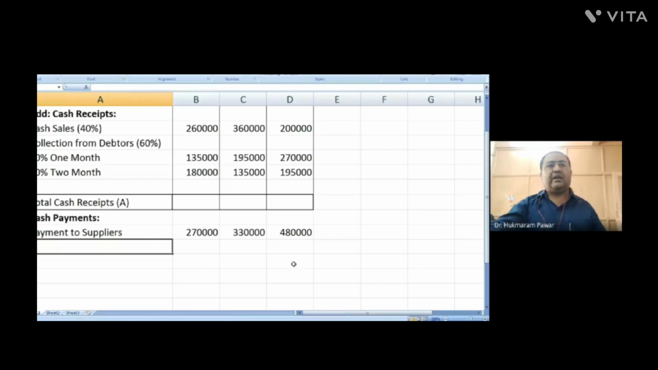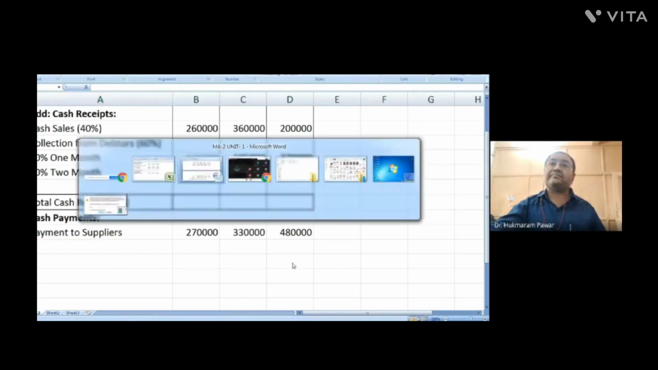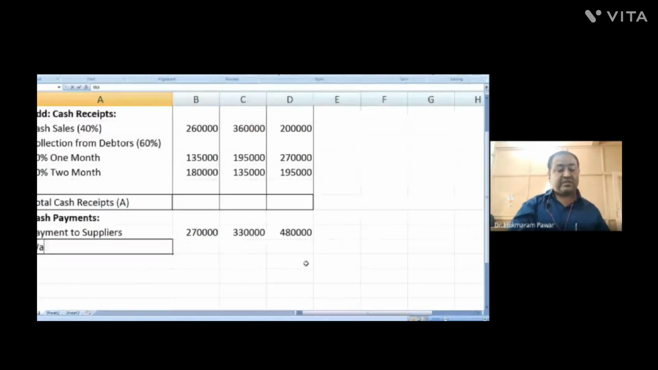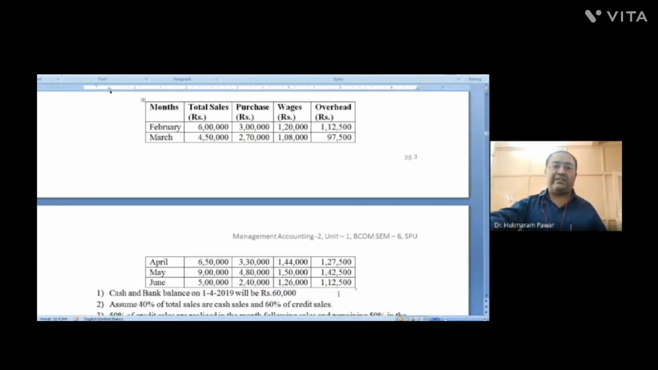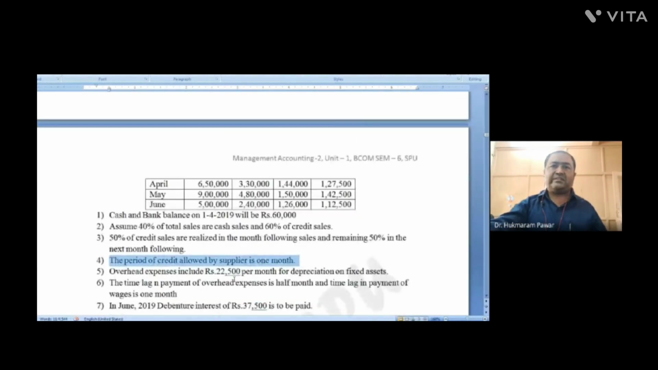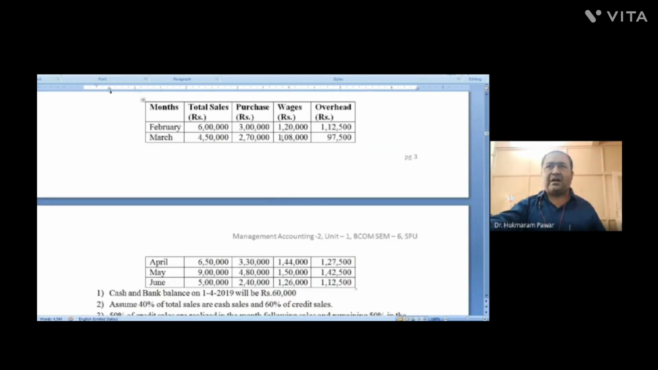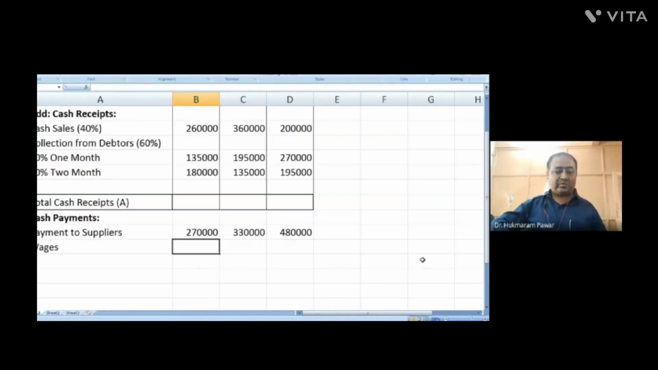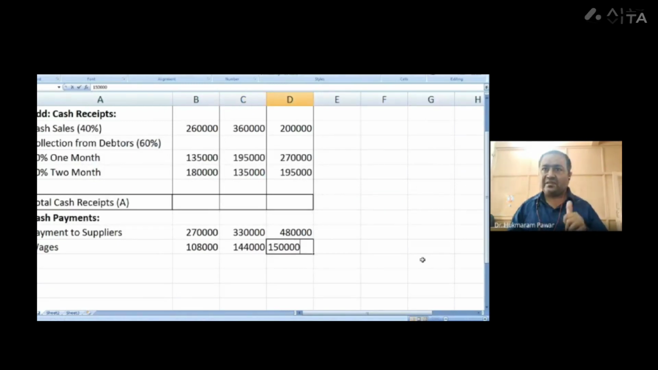Okay, this is done. Next is payment of wages. So what is the credit period for wages? Overhead expenses include 22,500 per month for depreciation on fixed asset. Time lag in payment of overhead expenses is half month, and time lag in payment of wages is 1 month. One month credit is just like creditors, start from March. So it is 1,08,000, 1,44,000, and 1,50,000. It's over.